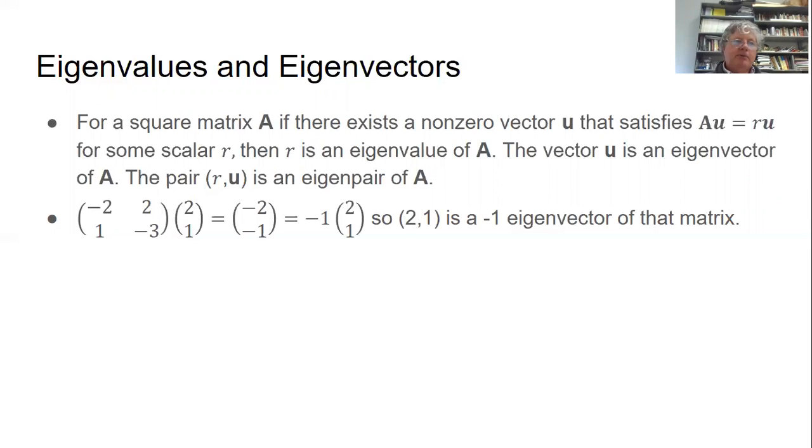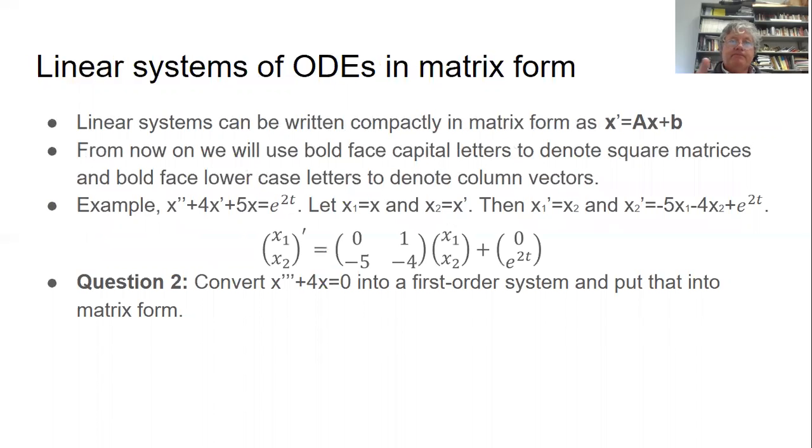So here's an example. We've got a matrix [-2, 2; 1, -3]. If we multiply that by the vector (2, 1), check it, we get (-2, -1), which is, of course, -1 times our original vector. So that tells us that (2, 1) is a -1 eigenvector of that matrix. And that means -1 and the vector (2, 1) is an eigenpair for that matrix.